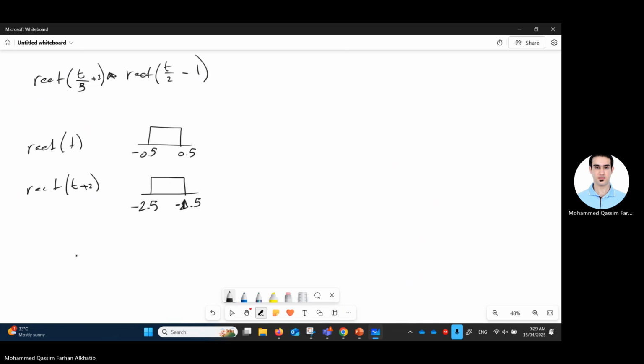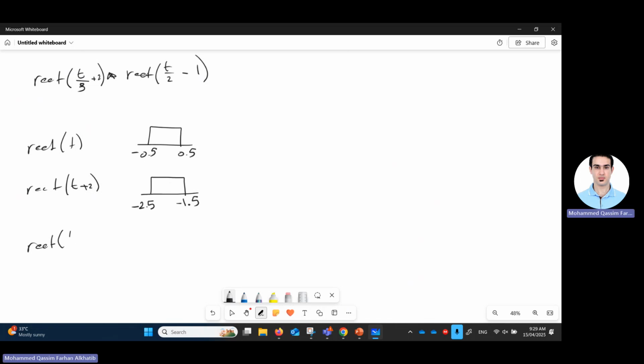Here, -0.5 minus 2 gives -2.5, because it shifted to the left. And then -1.5.